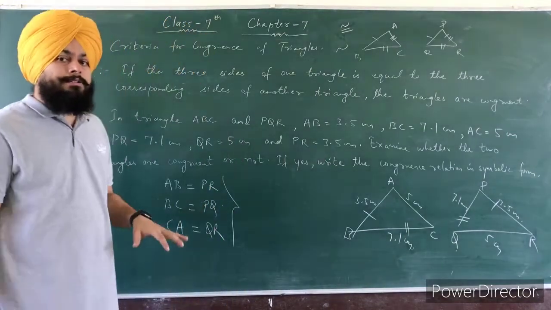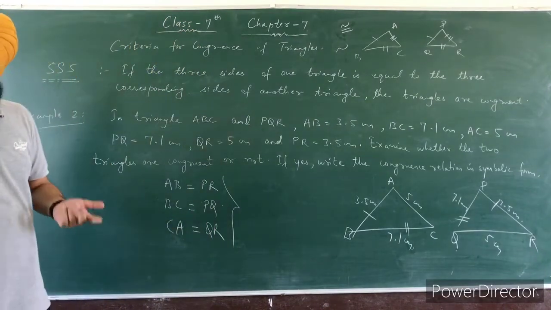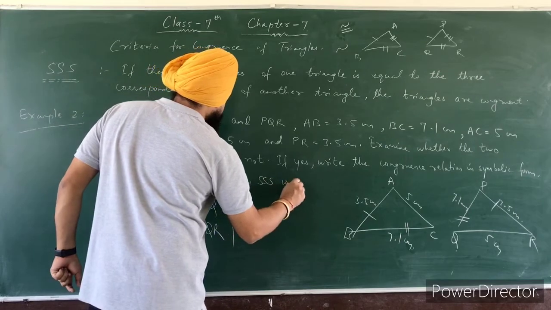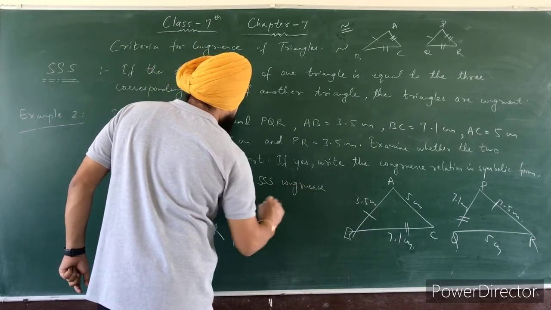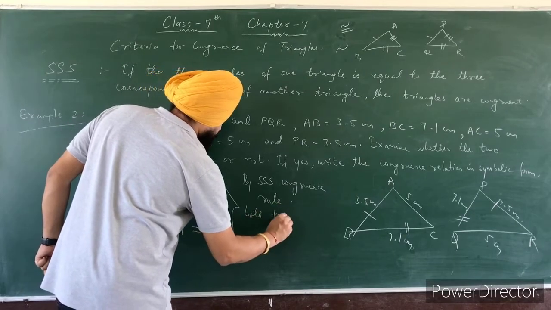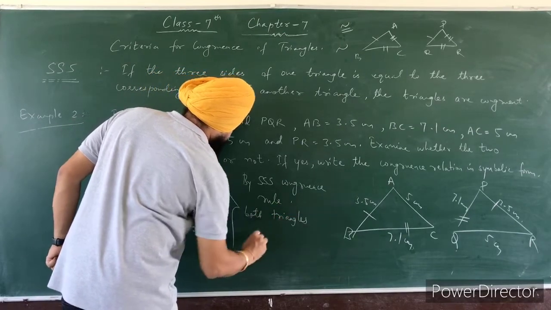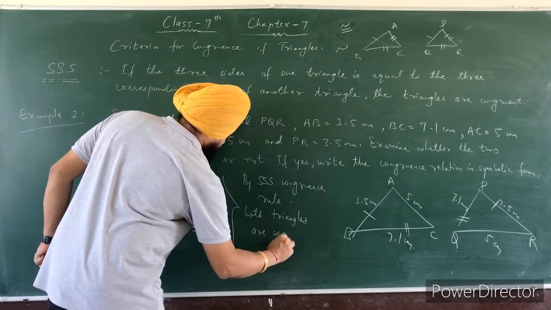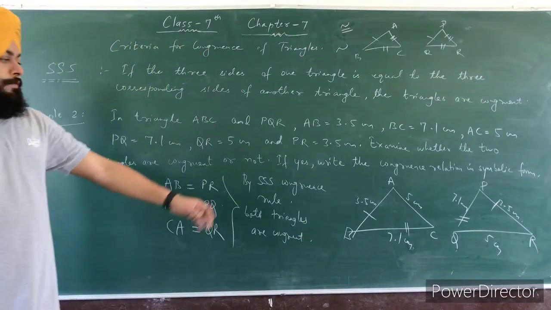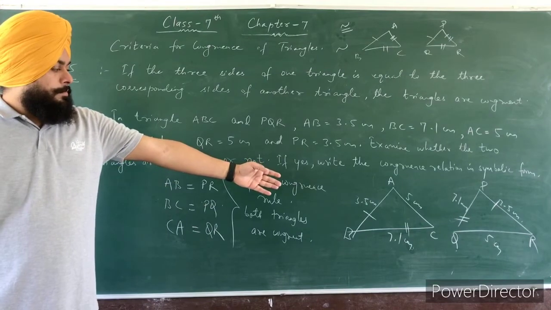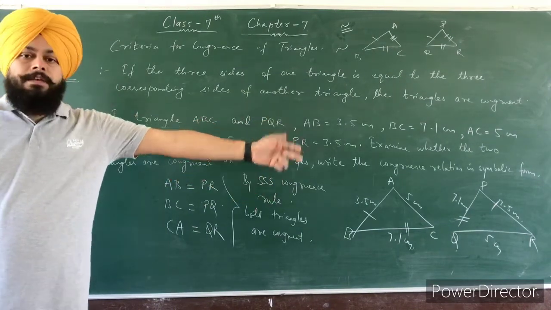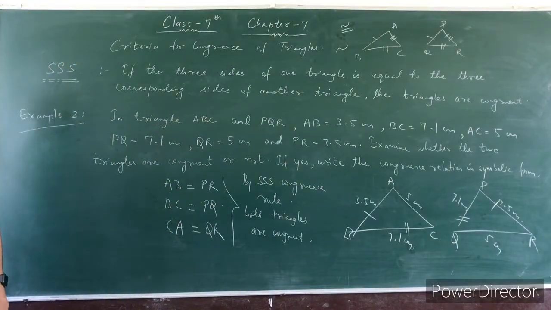And we have to write these triangles in symbolic form. First we will write: by the SSS congruence rule, both triangles are congruent because the lengths of the three sides in the first triangle are equal to the lengths of the three sides in the other triangle. That's why the triangles are congruent.